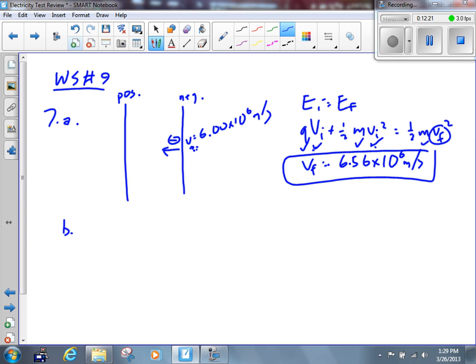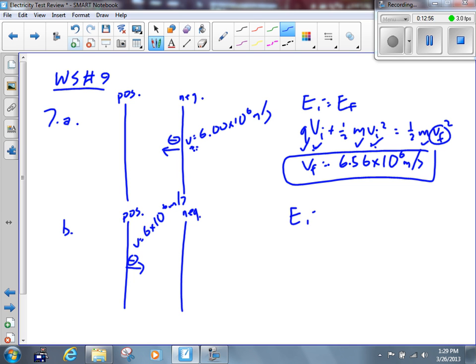Question B. This is the one, Rob, that's a lot like question number 6, where we're slowing down. How are we slowing down in question B? Well, we've got a positive plate and we've got a negative plate still. But this time we've got a negative particle leaving the positive plate with an initial speed of 6 times 10 to the 6. This charged particle is going to slow down because it's repelled by the negative. It's pushed away by the negative. It's pulled back toward the positive. It's going to slow down just like a car is being pulled back to the bottom of the hill as it's going up the hill.